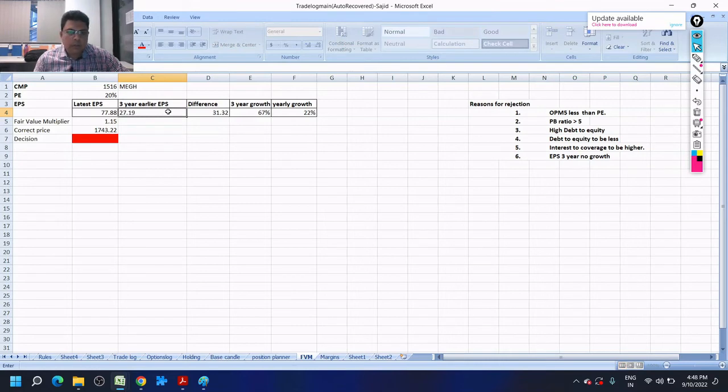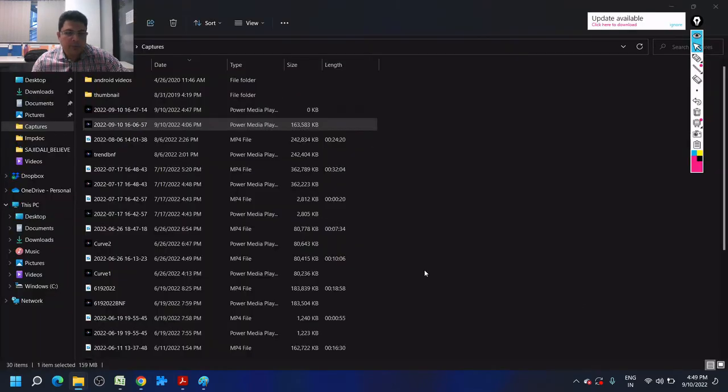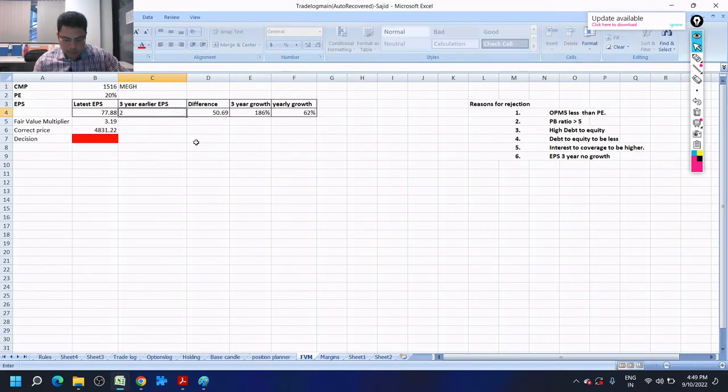So this stock has grown like 62% yearly growth, which is pretty decent, and the fair price is about 4831. Okay, so this is a fair price of this stock, Meghmani. So this is a very good stock. If you think that we should take 1, 2, 3, let's take 2021 and see what is the value coming in. 24.48. So it should not be that different. So here it becomes 5000.